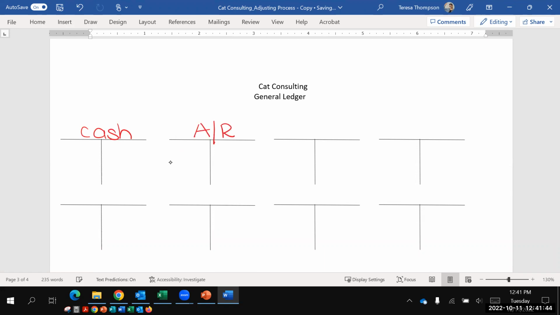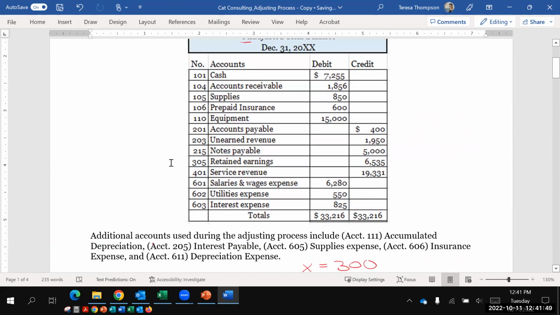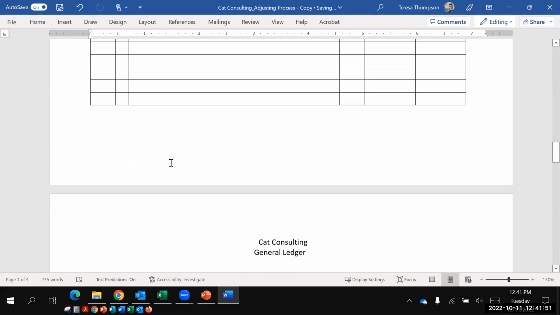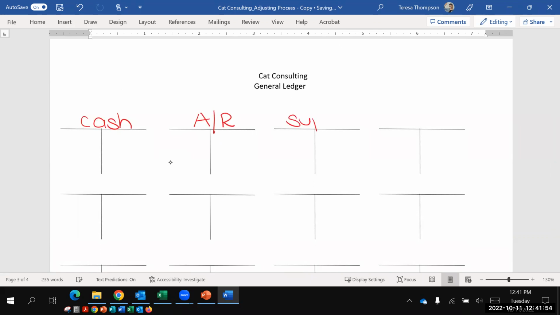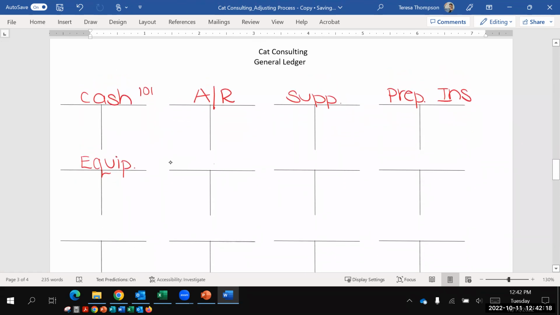We have AR, we have supplies, prepaid insurance, equipment. Okay, so go ahead and fill in your T accounts. Go ahead and put in the chart of account number as well. I'll pause here and quickly do that. That way you don't have to watch me set it all up, and you can do the same.